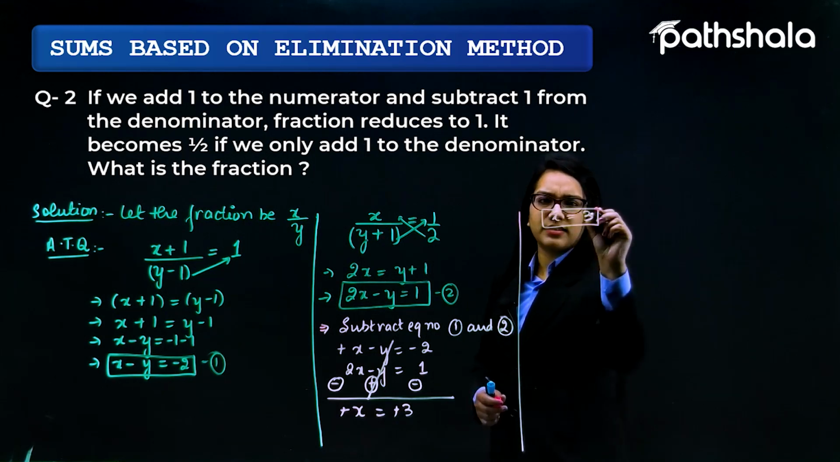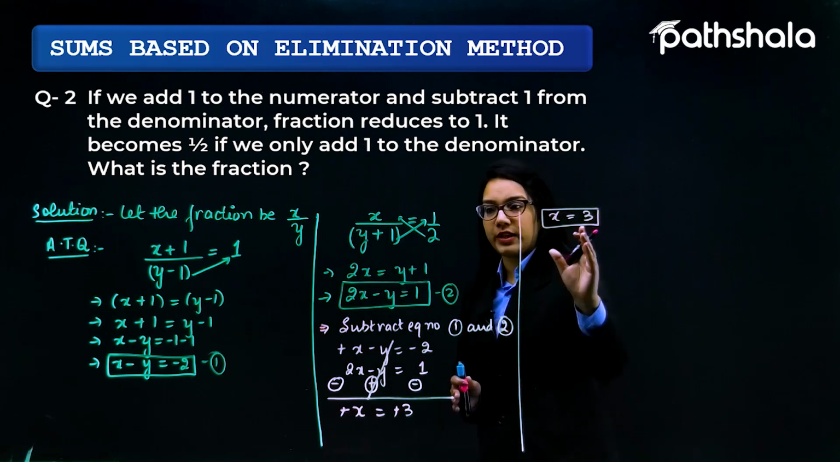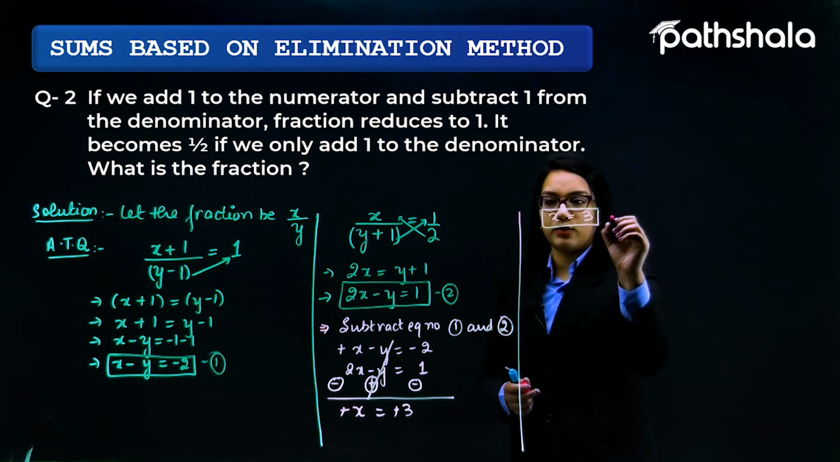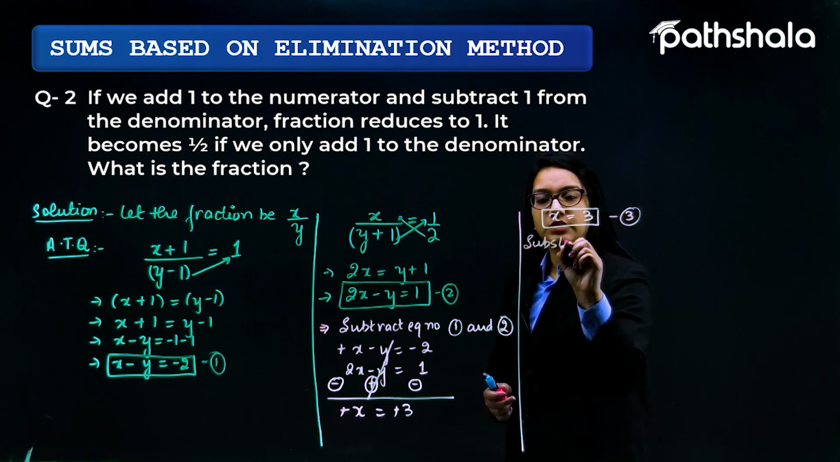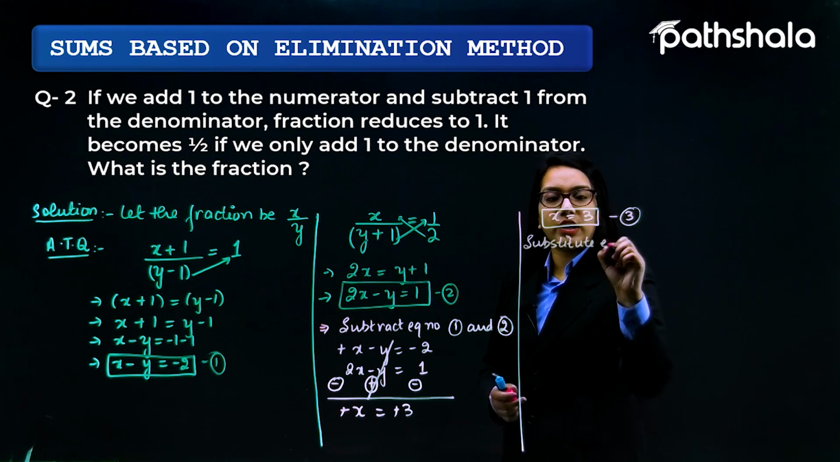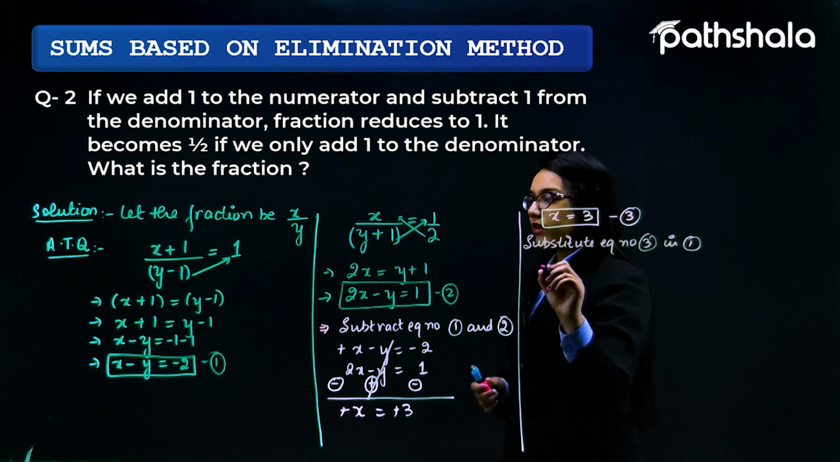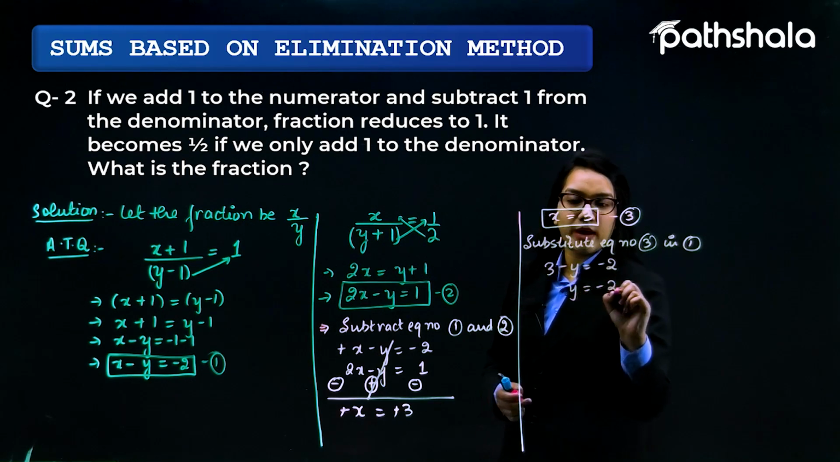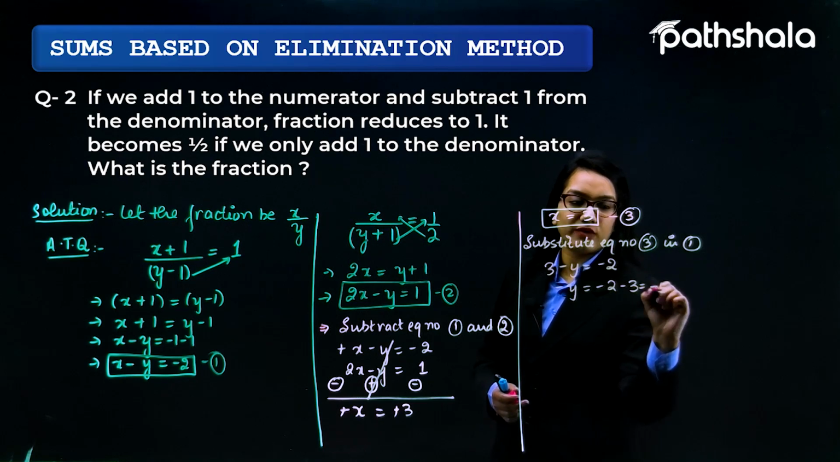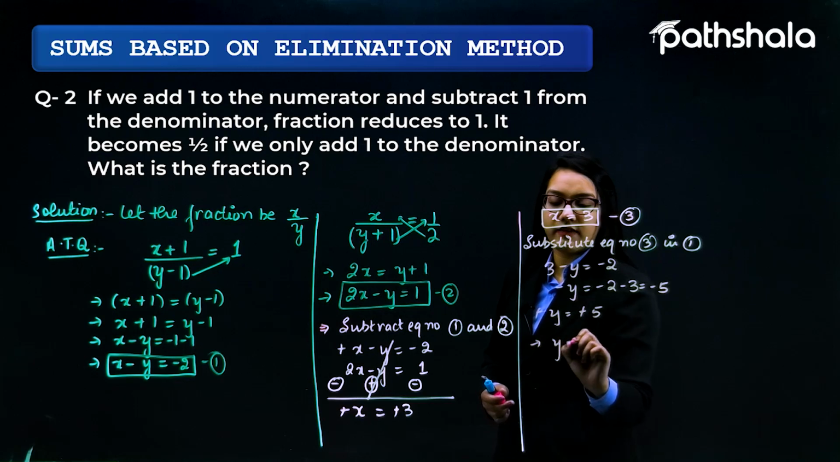Let's substitute x is equal to 3 in any of the equations. Let me substitute x as 3 in equation number 1. So substituting equation number 3 in 1, we get 3 minus y is equal to minus 2. Minus y is equal to minus 2 minus 3, which is equal to minus 5. So minus y is equal to minus 5, negatives get cancelled, y is equal to 5.